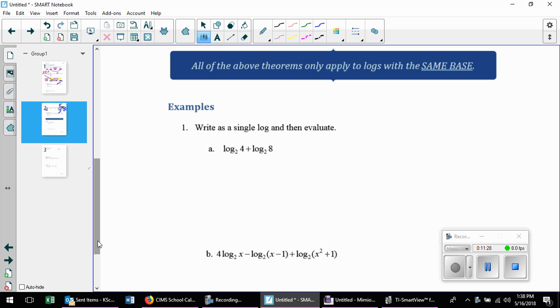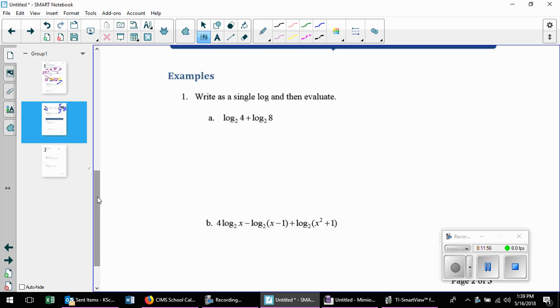So the benefit of using log laws is that you evaluate less. If I were to ask you to do this, you'd have to evaluate this log, and then evaluate that log, and then add them together. By doing log laws, you simplify it first, and then you only evaluate once. That's the purpose of log laws. So if we were to do this, how would we write this as a single log? Okay, now we need to evaluate it.